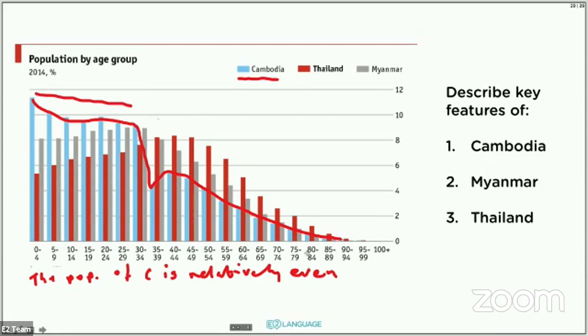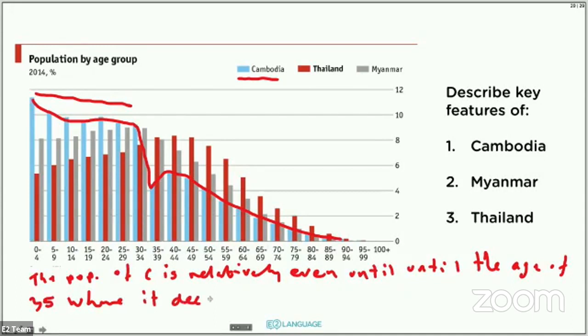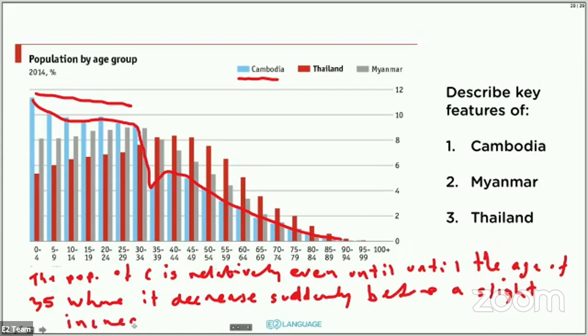That's this bit here until here. What age is this? Until the age of 35, where it decreases suddenly, before a slight increase. My handwriting is so messy. I hope the IELTS examiners can actually read this. I have to be careful. Before a slight increase and then a gradual fall. Okay, so I've done this in a single sentence.